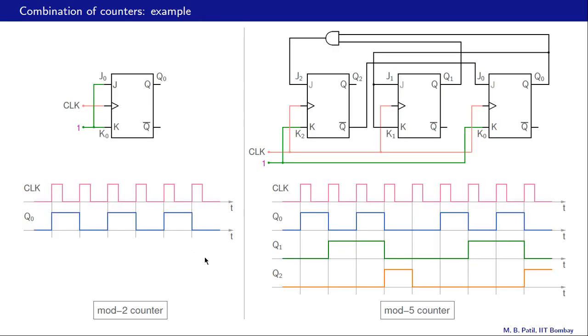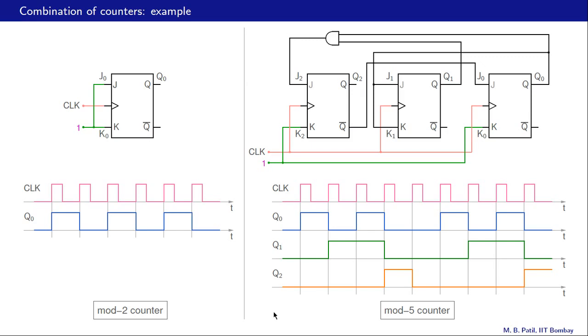Let us look at an example of combining two counters using the approach that we saw in the last slide. Here is a mod 2 counter, here is a mod 5 counter, and using these two counters we are going to make up a mod 10 counter, 2 times 5. The first counter is simply a JK flip-flop with J and K tied together, connected to 1. So therefore this Q0 is simply going to go on toggling as shown over here.